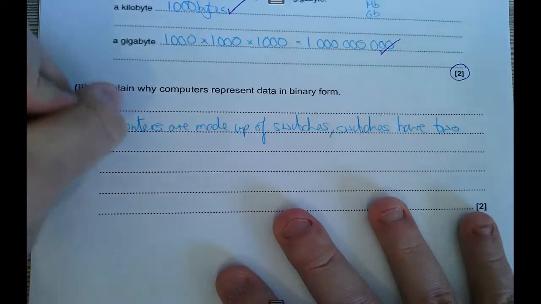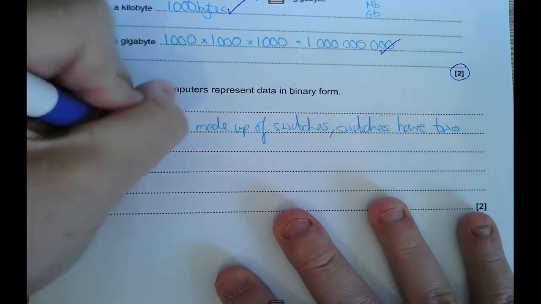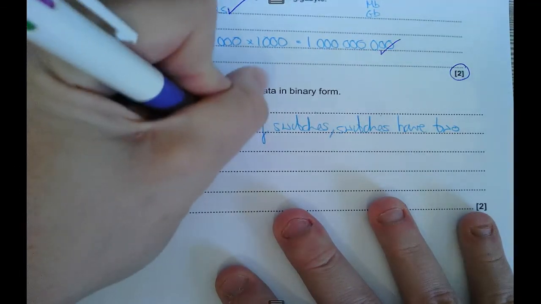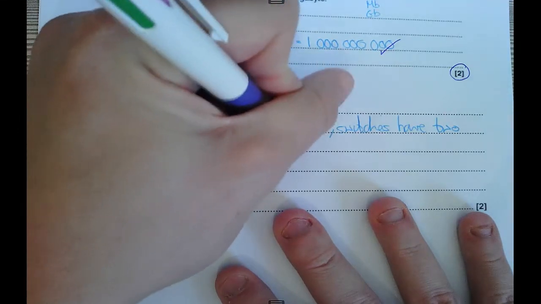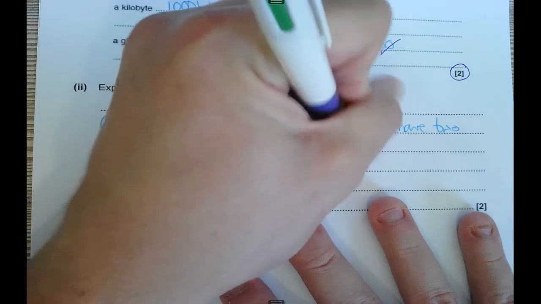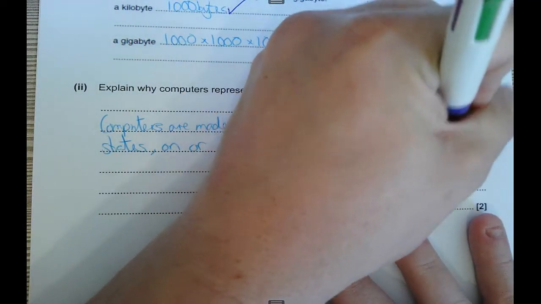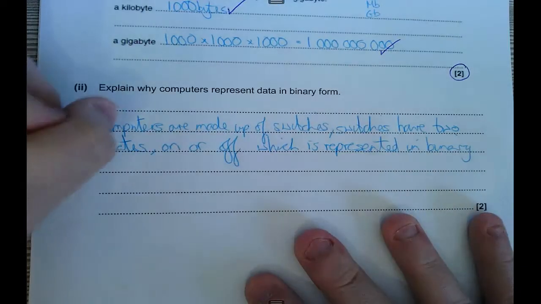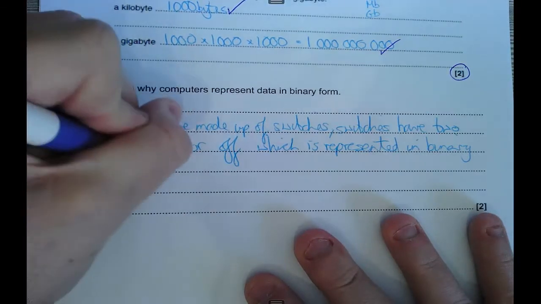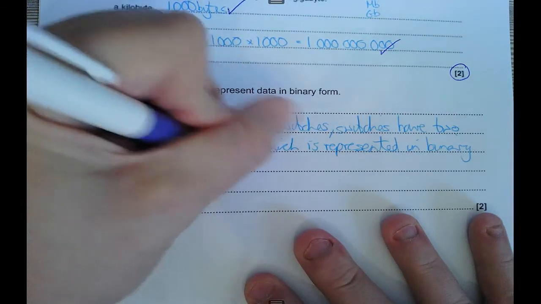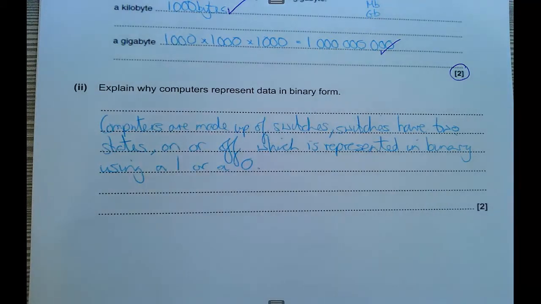have 2 states, on or off, which is represented in binary using a 1 or a 0. Okay, so we've got 2 points. So we've made our point there, what they're made up of, switches, and then we said why. Why does that mean they have to be in binary form?